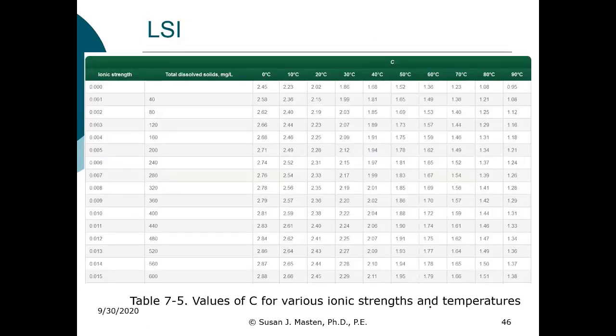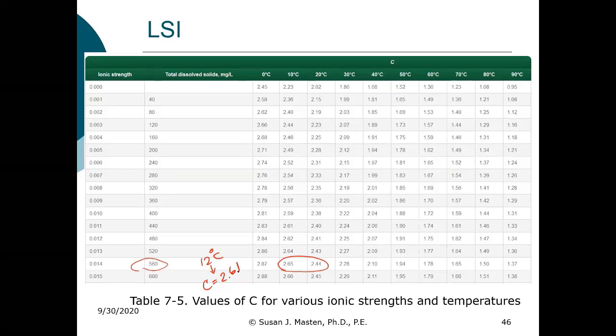We'll need to determine the C value. So since we've got the table here, let's just do that now. We have a total dissolved solids of 560, and we're told that we have a temperature of 12 degrees. So it's between 2.65 and 2.55. If we interpolate between that, what we find is at 12 degrees, the C value is equal to 2.61.